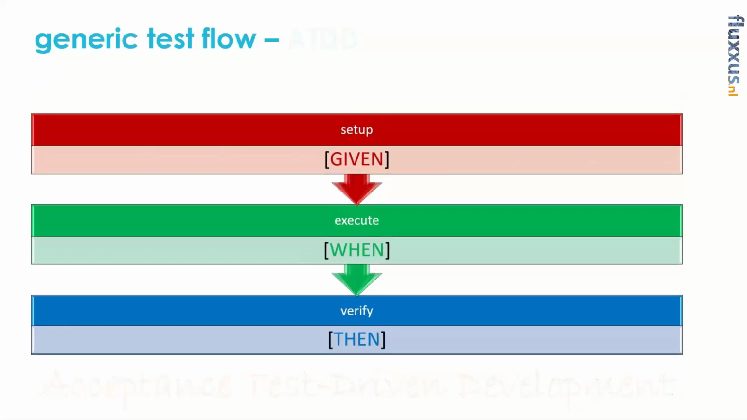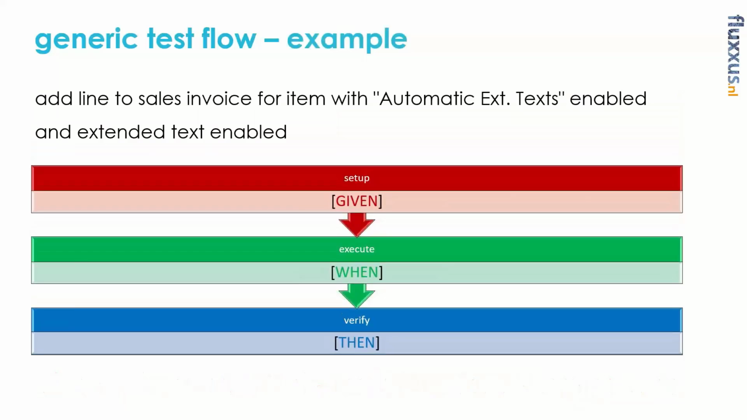As a small example, I've set up a project on GitHub which I call test automation examples, and one of them is related to automatic text insertion on documents. If you add a line to a sales invoice for an item where automatic extended text is enabled and text is provided, that's a scenario that you could test.